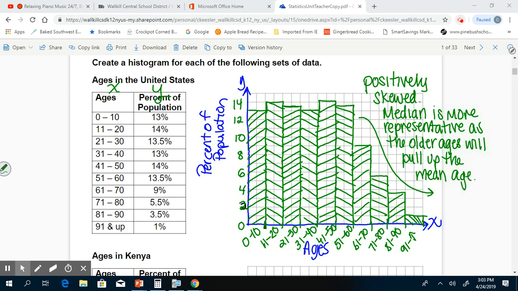Okay, so now you're going to try the ages in Kenya on your own and make a statement about that distribution as well, and then answer the questions in your Go Formative before starting tonight's homework.